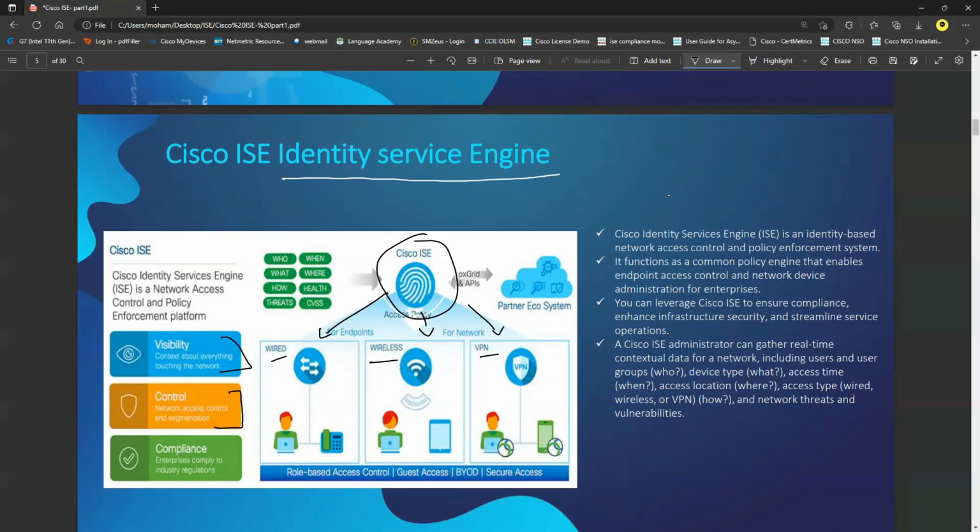Now, this will help the Cisco ISE administrator gather real-time contextual data for a network, including the users and user groups, device types, access times, access location, access types like wired, wireless, or VPN, and network threats or vulnerabilities. So this will help the network administrator make decisions with respect to network governance. Now you can also tie the identity data to various network elements to create policies that govern network access and usage. So basically that was the introduction of Cisco ISE.